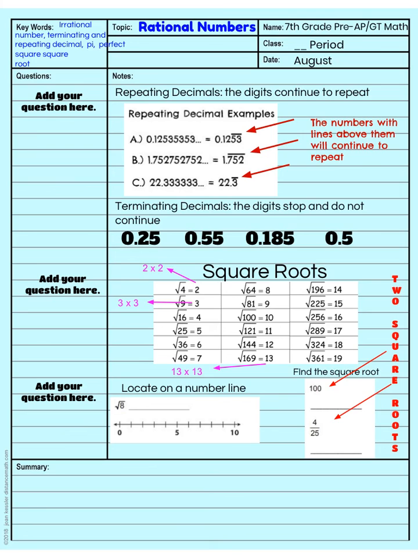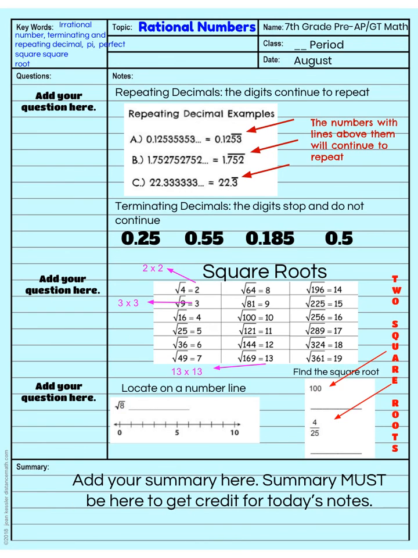Go ahead and write your question here. And then we are all done today. So go ahead and add your summary here. The summary has to be on the bottom. The summary is basically what information the notes gave you. That way, if you go back in 3 weeks, or 6 weeks before the STAAR test, you know exactly what type of information you got. That section, along with the question section, also has to be filled in for you to get credit.